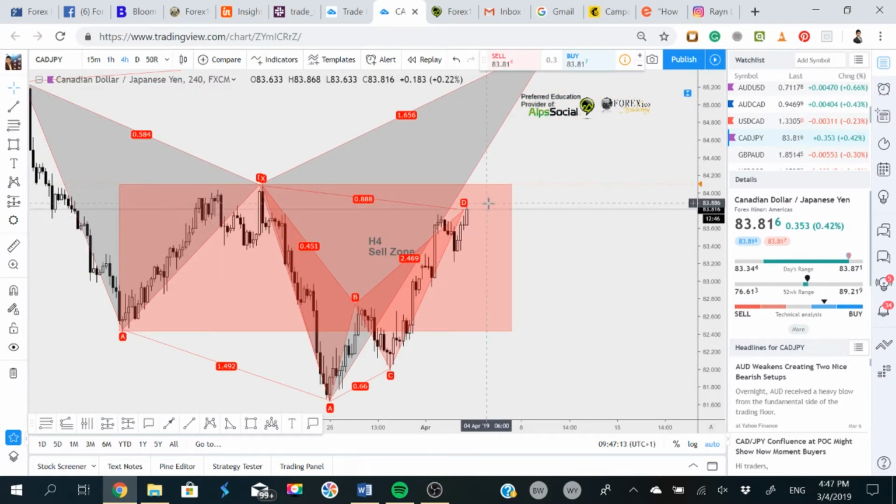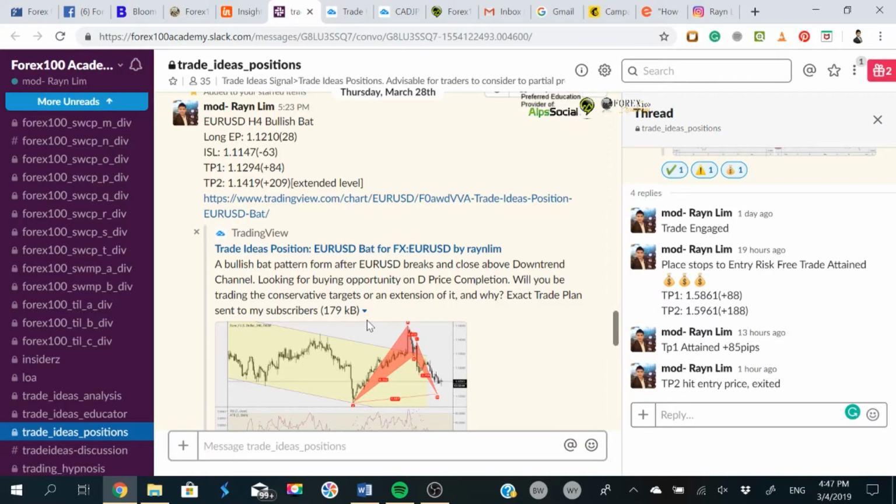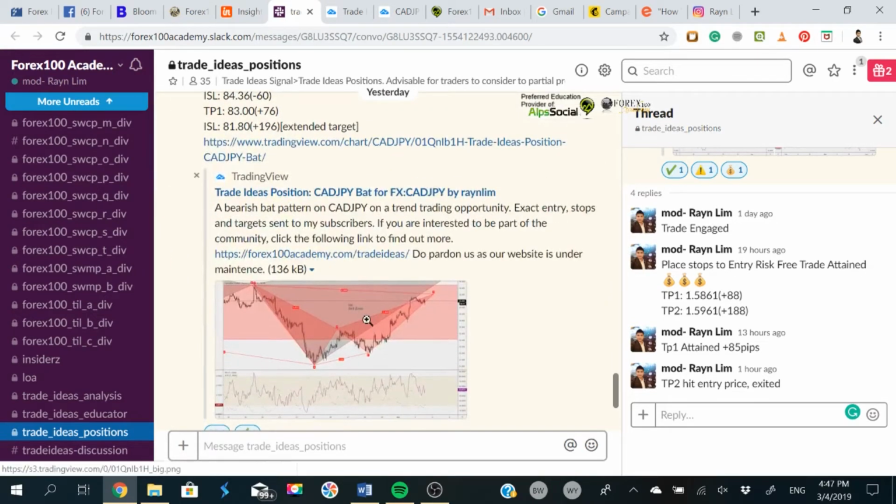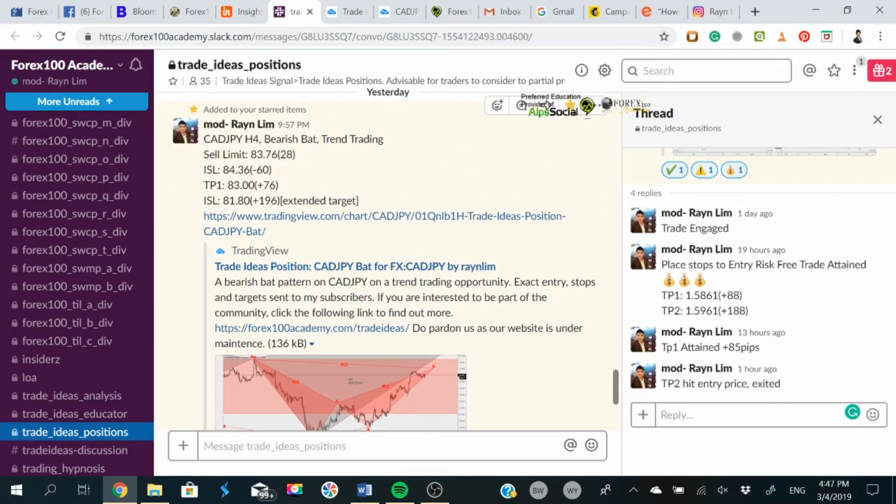The rationale behind it is simple. My risk is above X, that will be outside of this sell zone box, and it is classified under trend trading, so I may even stretch my target. So it's being shared over here. Cad yen. All right, and standard target 196 pips.